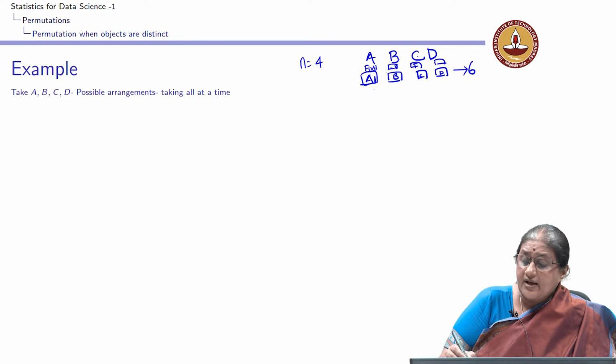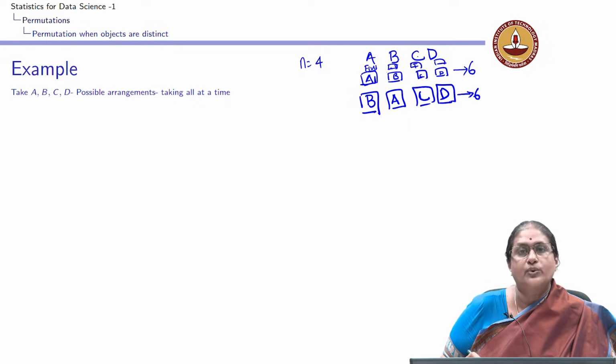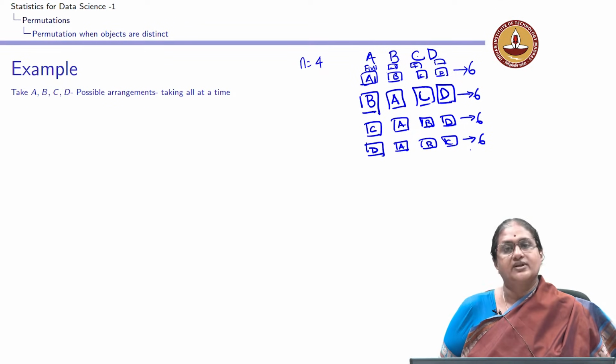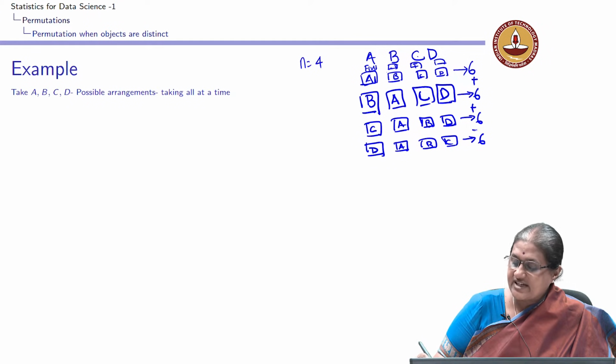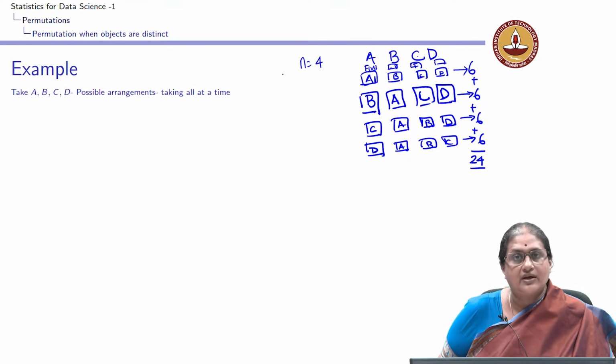So, if I fix A in my first place, I get 6 ways of getting different possible arrangements. Is that clear? So, the second thing, if I fix B, I can do the similar thing. I have A, C and D to choose from for the 3 places, and again there are 6 ways of doing this. Similarly, if I fix C, I can choose from A, B and D, and again there are 6 ways of doing this. If I fix D as the first place, I have A, B and C, and there are again 6 ways of doing this, giving me 6 plus 6 plus 6 plus 6, a total number of 24 arrangements when n equal to 4.